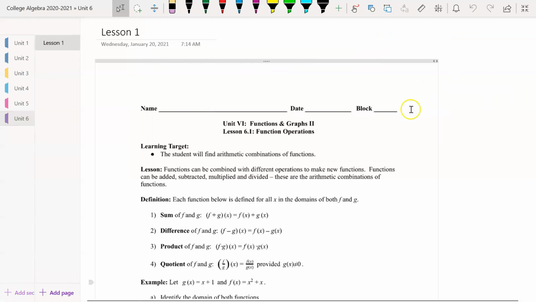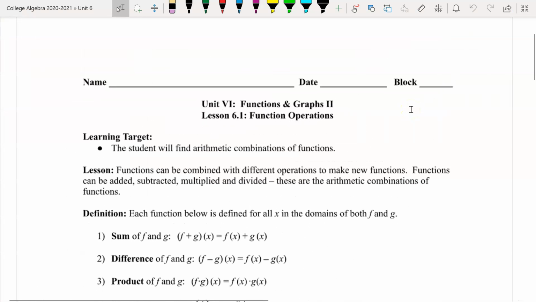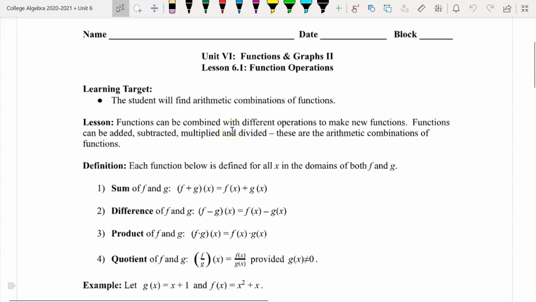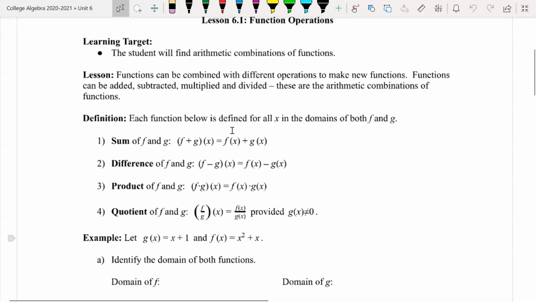Right, so 6.1 kind of starts into some new things. We're going to talk about functions, polynomials, good stuff like that. So, with function operations, we're going to add, subtract, multiply, and divide these functions. Now, there's a couple ways to think about it, but the big thing is you can either do them individually or you can combine them and then do it.